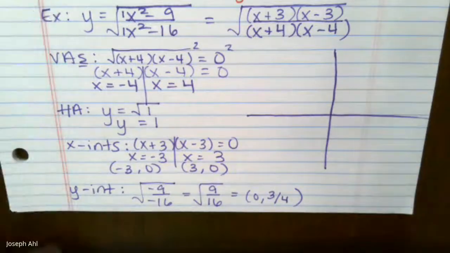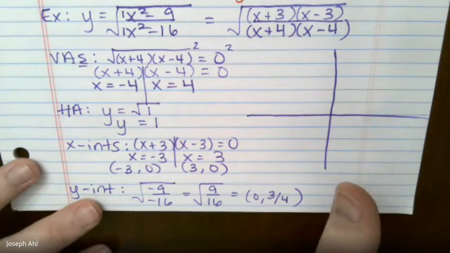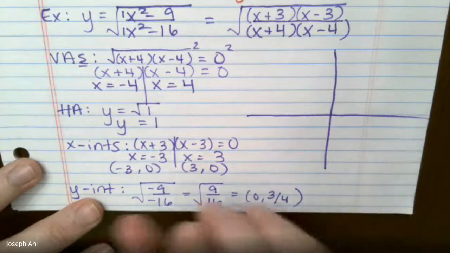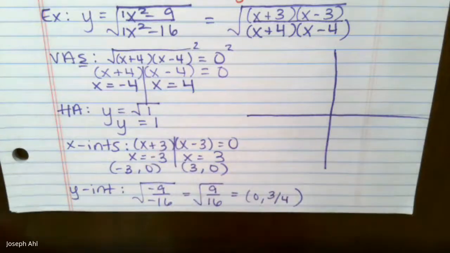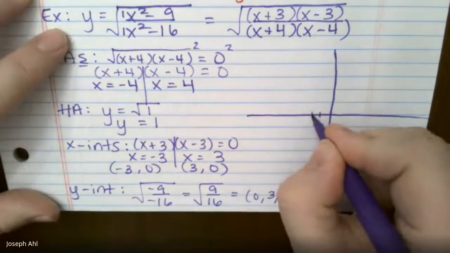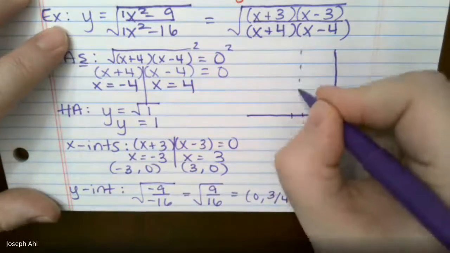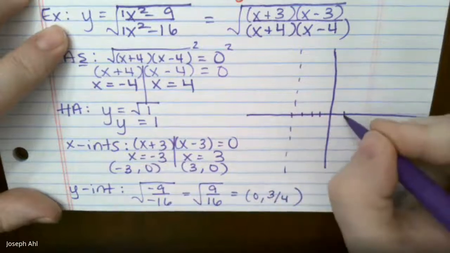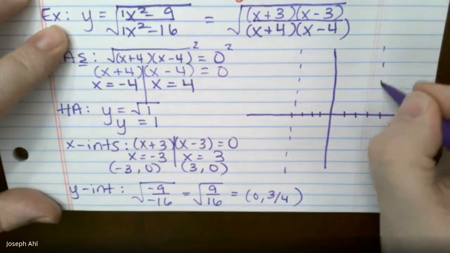Okay. So with all that being said, let's see if we can make an accurate sketch. We're going to have to do some partitioning, and we'll kind of go from there. So where do we have vertical asymptotes? At -4, 1, 2, 3, 4, and +4.